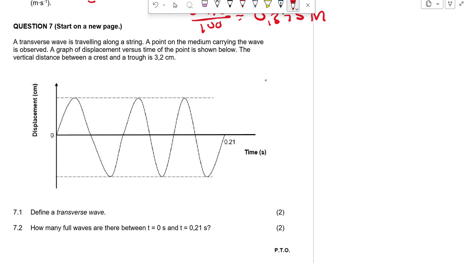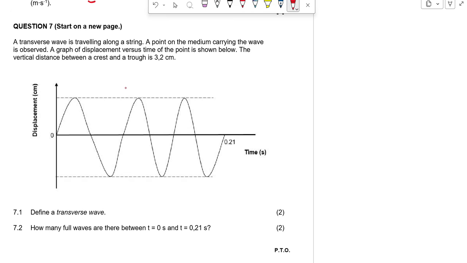Okay, yes, the next question that we have. So it's question 7. They say a transverse wave is traveling along a string. A point on the medium carrying the wave is observed. A graph of displacement versus time of the point is shown below. The vertical distance between a crest and a trough is 3,2.